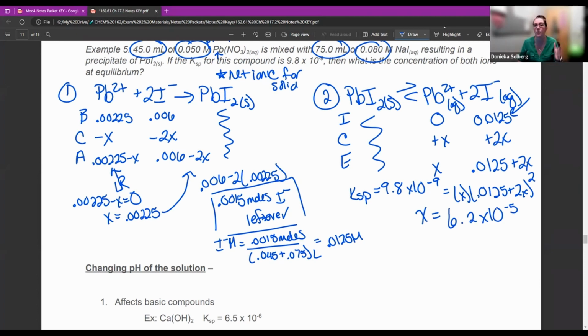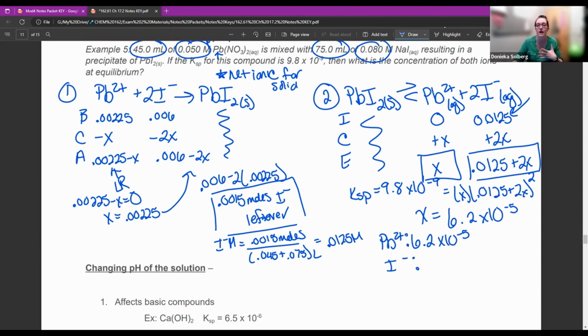Okay, now what was the question asking for? It wanted the iodine and lead concentrations at equilibrium. So x is lead. So the lead 2+ concentration is 6.2 times 10 to the negative fifth. And the iodine concentration is 0.0125 plus 2x. So you can plug that in. It's essentially about the same as it was to begin with. Two sig figs wise is 0.013, or you could have written 0.0125. These are both molar. Okay, so these are the answers, right?